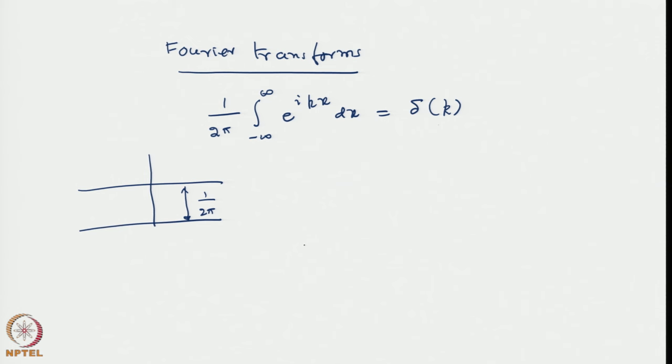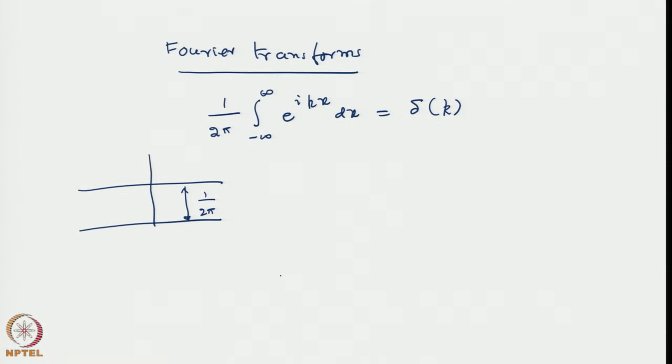However, for any other value of k, it is an integral over sine and cosine functions, highly oscillatory functions, and it is assumed that the limit value of these functions will tend to 0. In fact, it is taken as 0. So, this is a very useful representation at times to resolve the delta function in terms of its so called Fourier components.